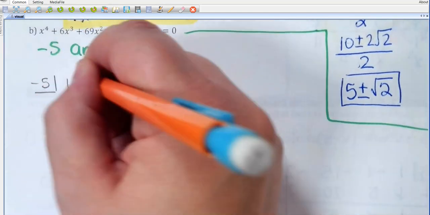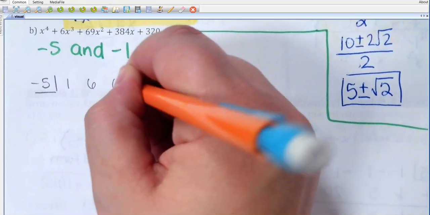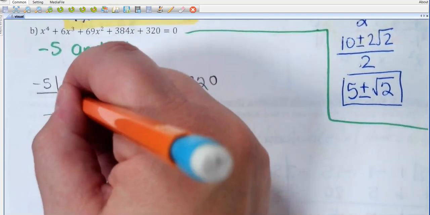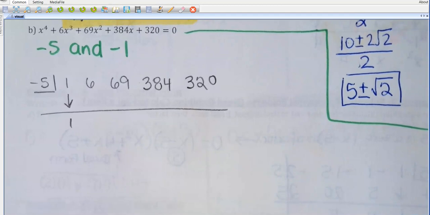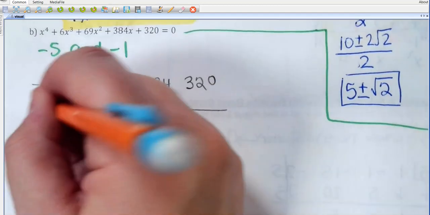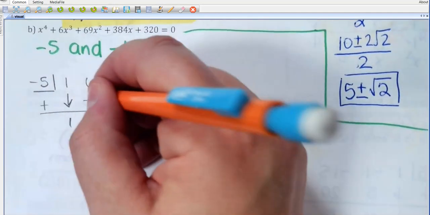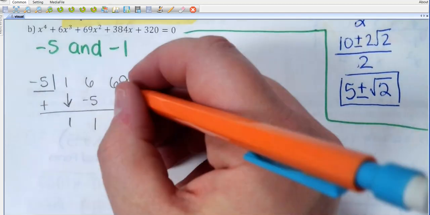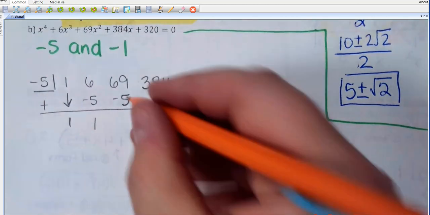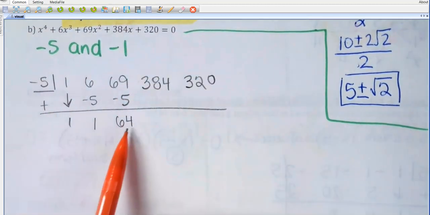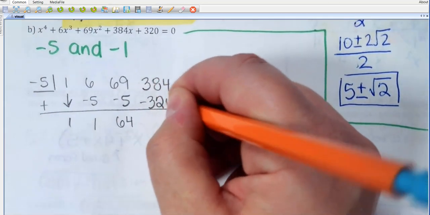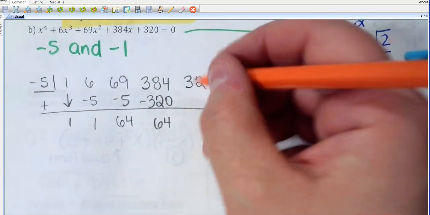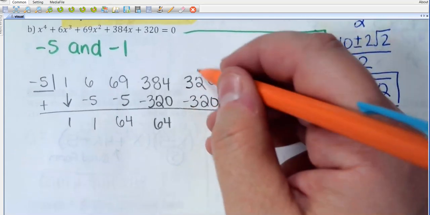All right, I'm going to write the coefficients. So I got 1, 6, 69, 384, and 320. These are all positive. And you just bring down that first coefficient. If anybody wants to use long division, you're welcome to do that. I'm just using synthetic today because it's a little bit faster for me. -5 times 1 is -5. Add that to 6, that'll give me 1 again. -5 times 1 will give me -5 again. Add that to the 69 will give you 64. -5 times 64 is -320. Add that to the 384, you're going to get 64 again. And when I multiply that by -5, I'm going to get -320 again. All right, and we should not have a remainder.